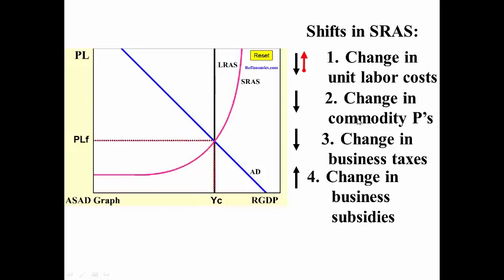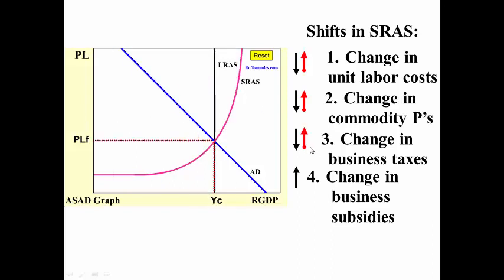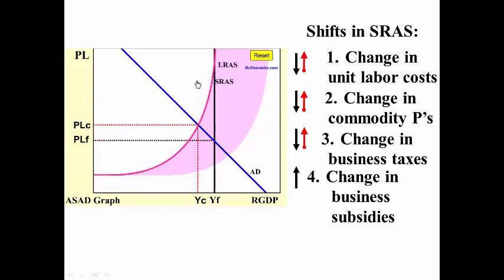If there's a change in commodity prices in an upward direction, this increases the cost of doing business, causing the short-run aggregate supply curve to shift to the left, driving the price level up and the real GDP and national income down. If business taxes go up, this is a cost of doing business, and the short-run aggregate supply curve shifts to the left, driving the price level up and the output, or real GDP and national income, down.